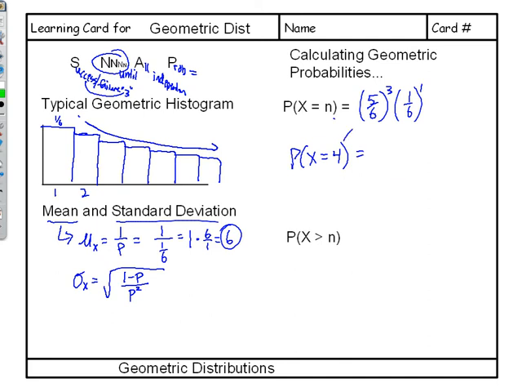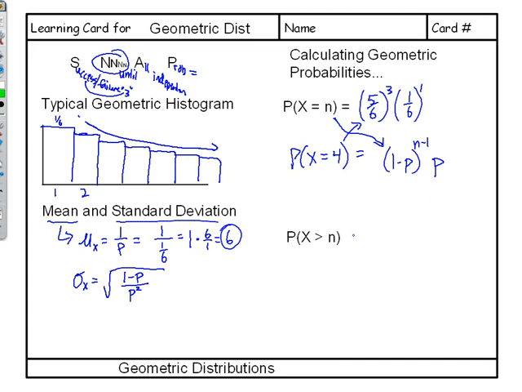So I kind of goofed this up. This is this specific situation, but the generic formula is 1 minus p raised to the n minus 1 times p, the success. So failure raised to the 1 less than the number that you were looking for, times success.